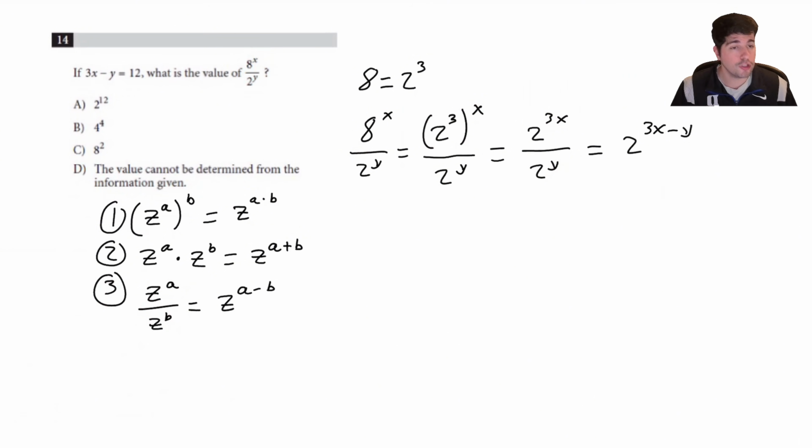So now it finally starts to come together, right? Because 3x minus y, we're actually told what that is. Right here, we're told that 3x minus y is equal to 12. So this entire thing simplifies to 2 to the 12, which is answer choice A, and we're done.